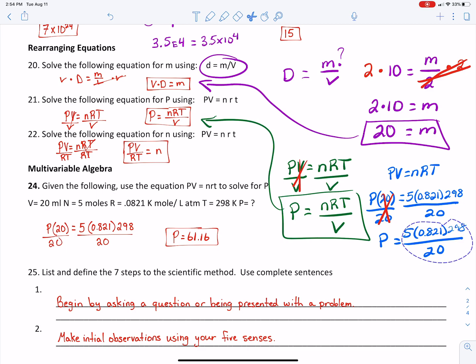Now, I just want to try it to see if it messes it up if I don't push equals after I do all that multiplication. 5 times 0.821 times 298 divided by 20. Yeah, I get, see, if you put it all in at once, it messes up your order of operations. So after I do this section, I'm going to push equals, which is going to say, now P equals 1223.29 all over 20. Now do 1223.29 divided by 20. You should get that number right there. That's exactly what I did.